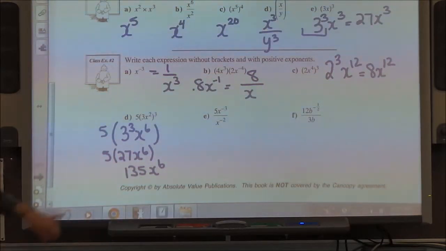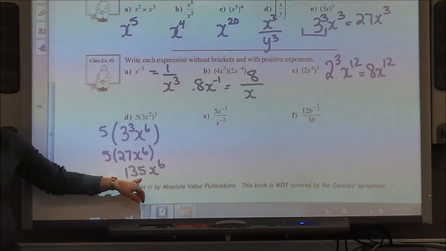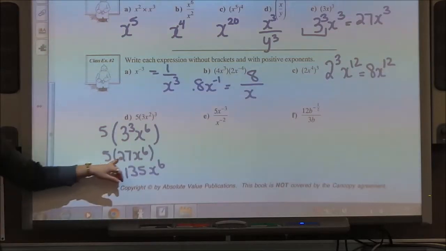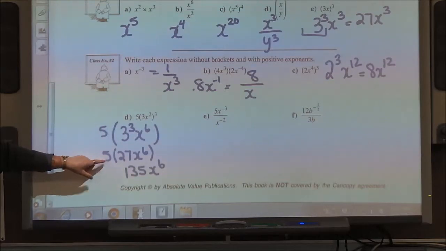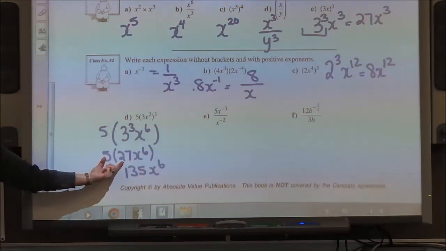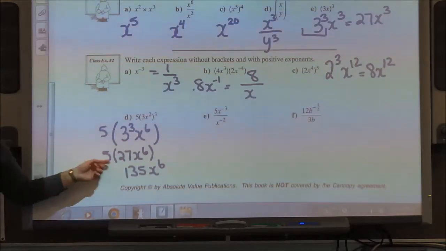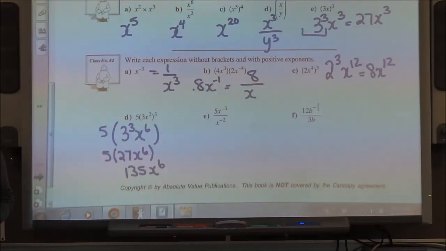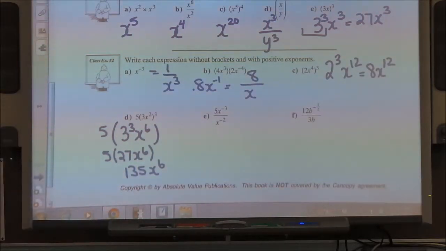I have a trick for you. What's half of 27? 13 and a half. And what's 13 and a half times 10? 135. So there's a multiplying trick that you can do where if I take half of this number and double that number, those two numbers have the same product as these two. So I can multiply by 10 easier than I can multiply by 5 if I can do half of that.